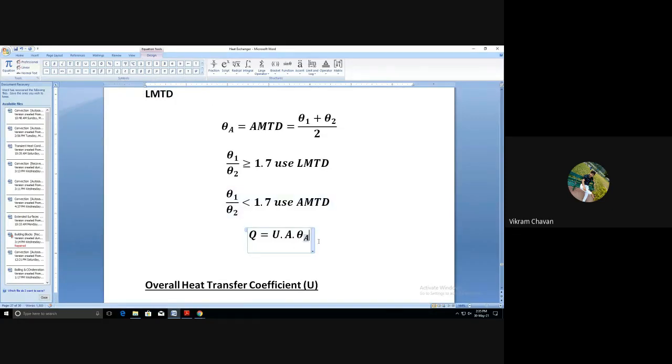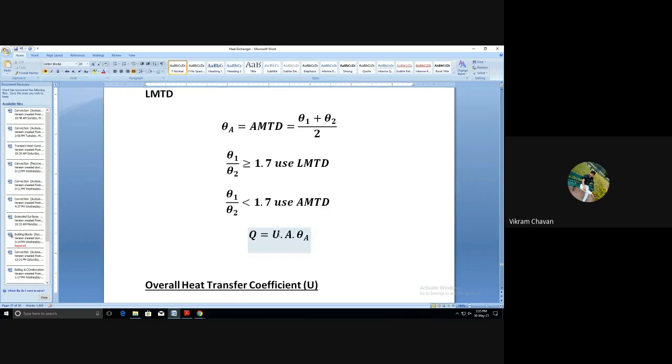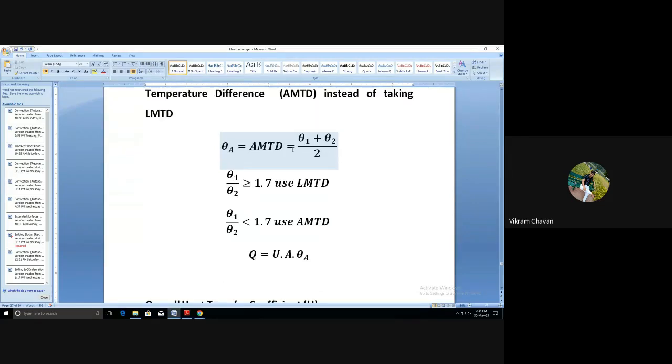Theta A. In case of AMTD, you have to use this particular equation, where theta A is nothing but AMTD, which is equal to theta 1 plus theta 2 divided by 2. So these two special cases you have to remember while solving the problems of LMTD.